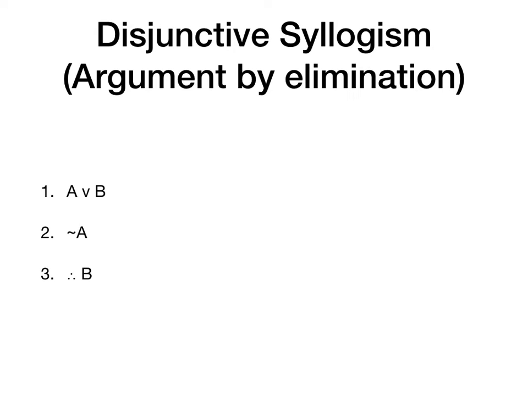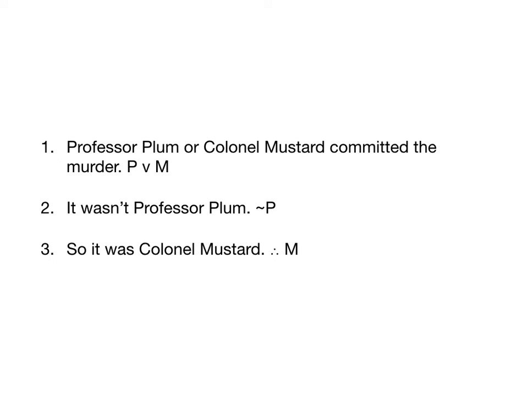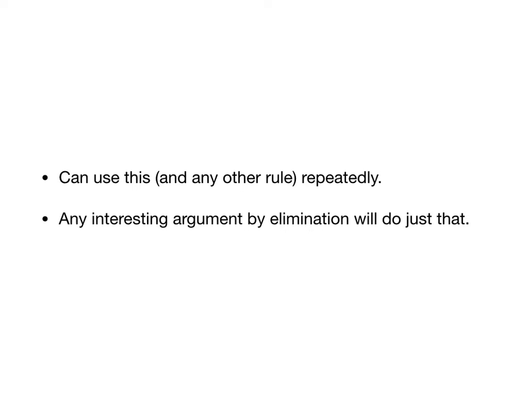One of the simplest of these is the so-called disjunctive syllogism, or argument by elimination. A or B, not A, so B. Murder mysteries love this one, right? Professor Plum or Colonel Mustard committed the murder. It wasn't Professor Plum, tilde P, so M, right? Now, one thing to keep in mind, and this will be important, you can use this rule repeatedly. And any interesting argument by elimination will do just that.